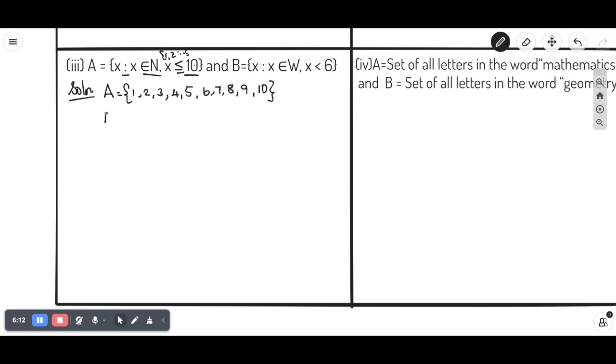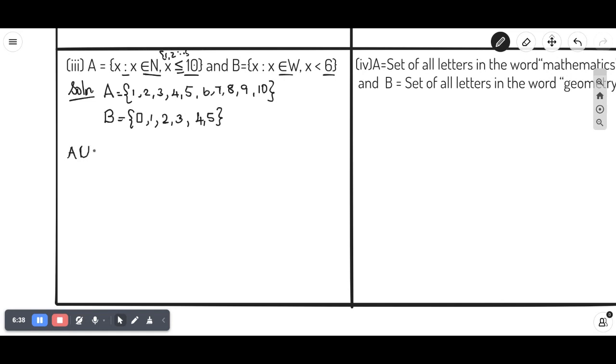Then let us move on to set B. Set B has another descriptive form, x belongs to W. W means it will start with, yes, 0. And it should end with 4, 5 or 6. You have to end with, yes, 5, because for 6 we don't have that less than or equal to symbol. So this is our set. Now once we have got our sets, let's move on to our answers.